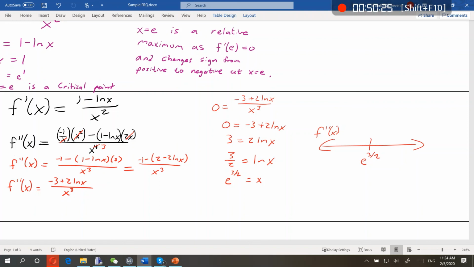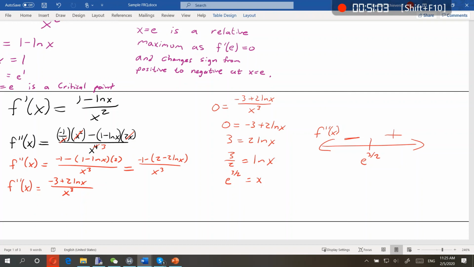Okay. If I just plugged in e, then that would be negative 3 plus 2 on top, which would be negative, divided by a positive, because e is positive, cubed. Okay. If I plugged in e to the 10th power, ln and e would cancel. I would get 2 times 10 is 20, minus 3 is 17, is positive, and then e to the 10 cubed is also positive. Okay, so what did we just prove? That it is a point of inflection.